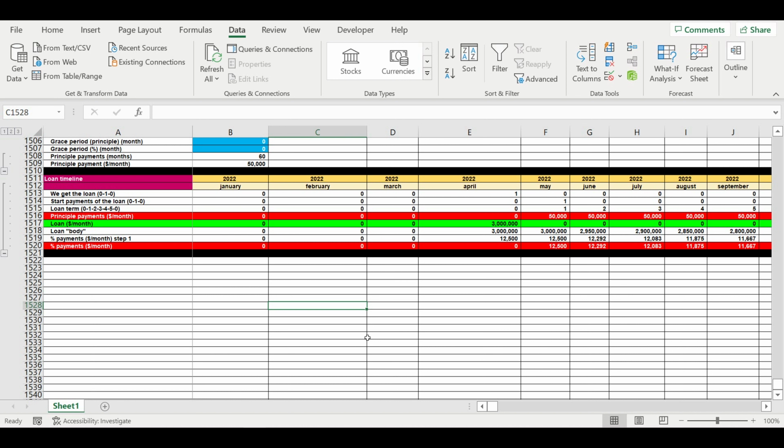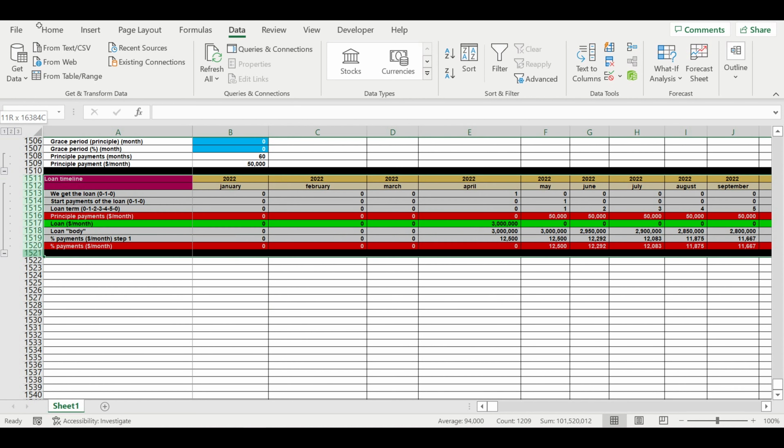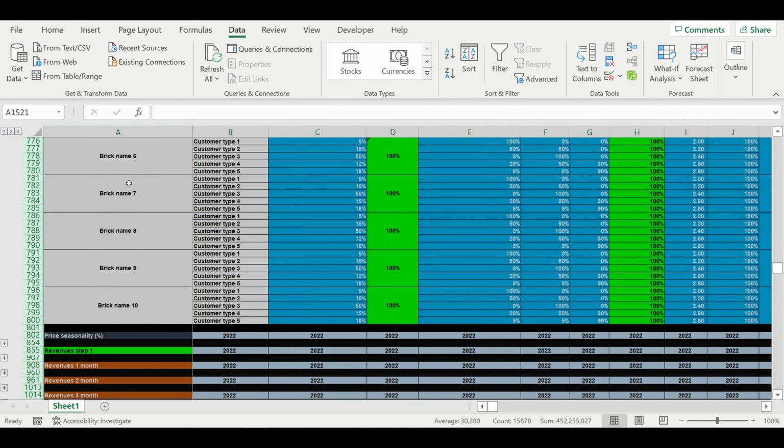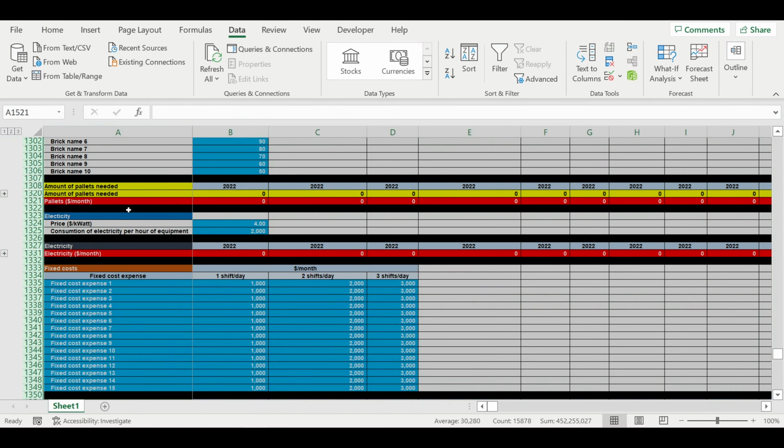Today we'll be building the cash flow statement of a brick factory from scratch. I already prepared the whole financial model, cash inflows and cash outflows. So today we'll be building the cash flow statement.